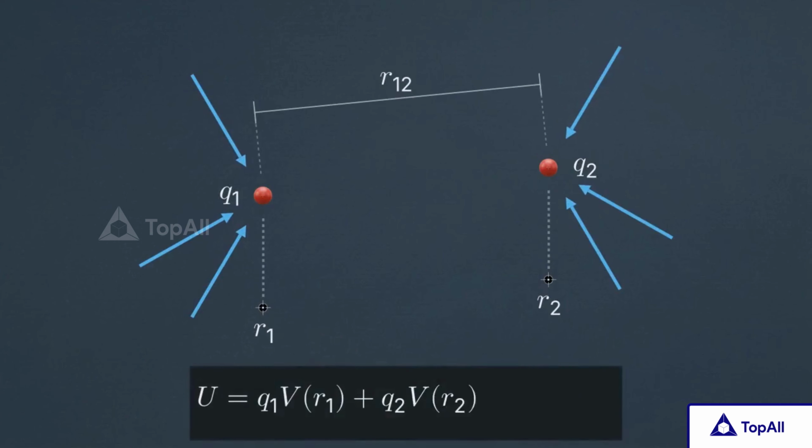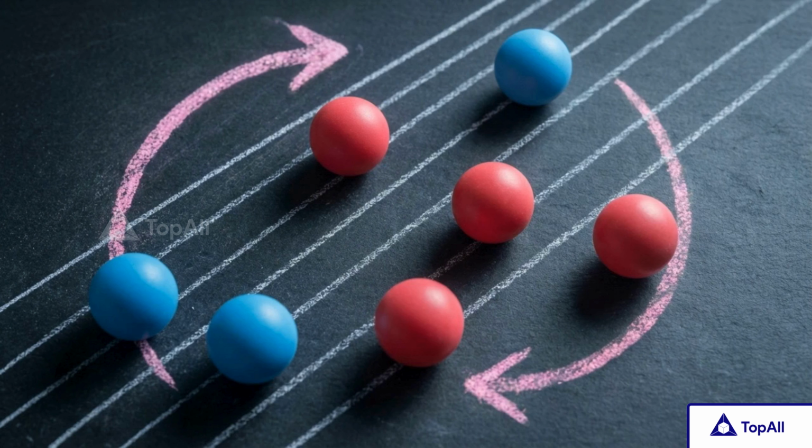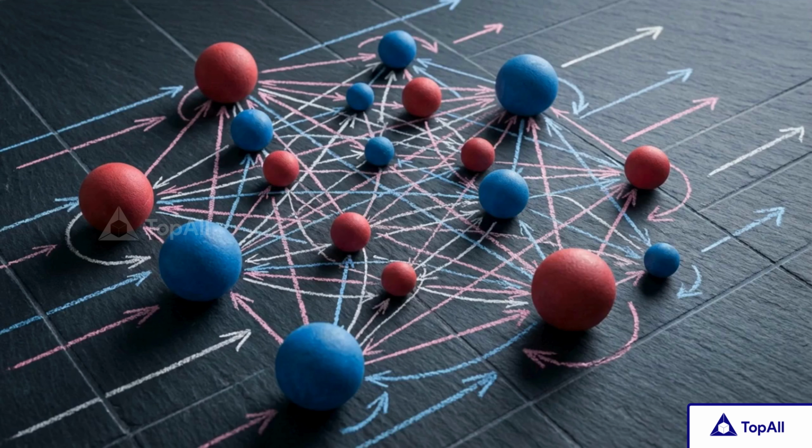To find the total potential energy, we add the individual energy each charge gets from the external field to the mutual interaction energy between the 2 charges. As the number of charges in a system increases, the total energy calculation must account for both the influence of the external environment and the electrostatic forces between the charges themselves.